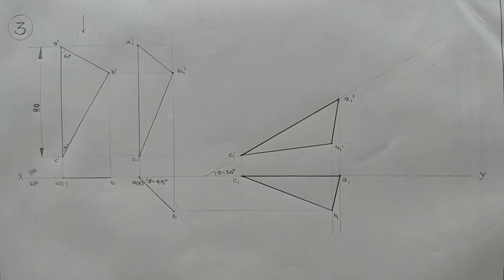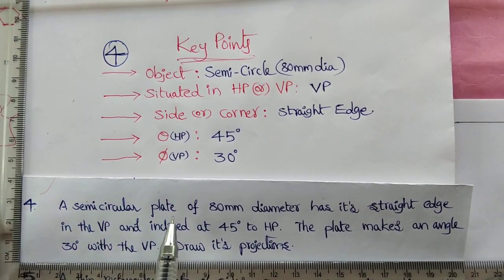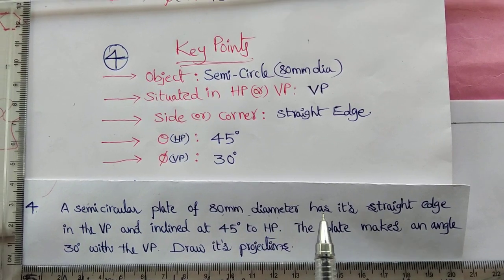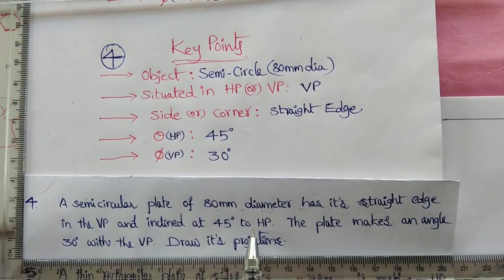And now let us move to problem number 4. Yes, coming to problem number 4, a semicircular plate of 80 mm diameter has its straight edge in the VP and inclined at 45 degrees to HP.